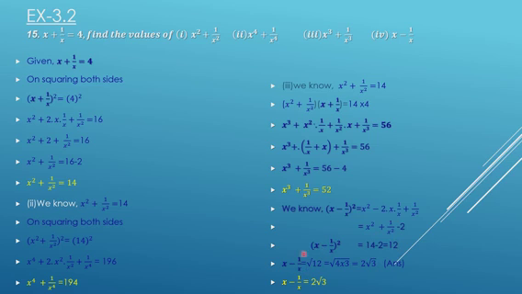Since we have to only find the value of x minus 1 by x, you can just take the root on both the sides. So you're left with, and I've just simplified it, because 12 can be simplified as 4 into 3. Square root of 4 is 2. So 2 comes out, and then you are left with root 3. So your answer will be x minus 1 by x is equal to 2 root 3.